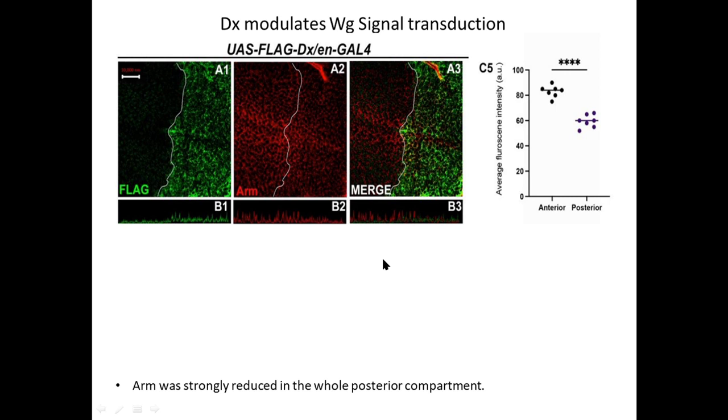Deltex modulates wingless signal transduction. Armadillo is strongly reduced in the whole posterior compartment. Image A1 shows the expression of flag-tagged Deltex in the posterior region. Image A2 shows the expression of armadillo in anterior and in posterior region. However, the expression of armadillo in the posterior region is reduced.